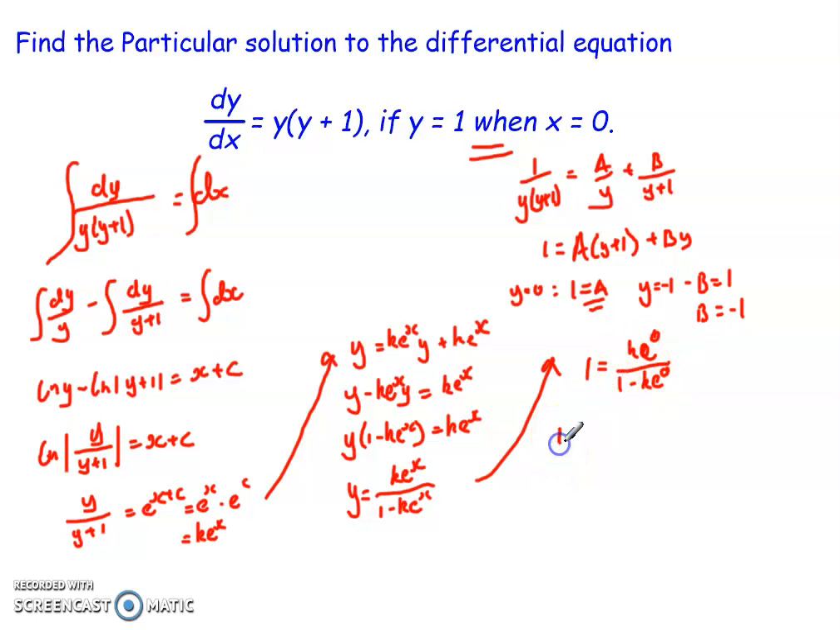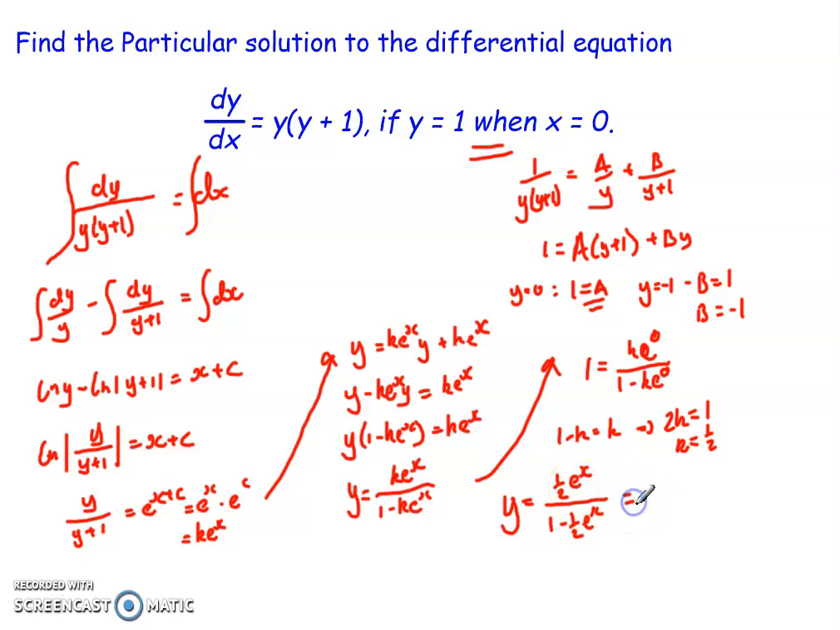Take this across and up. I'll get 1 minus k is equal to k. So that'll give me 2k equals 1. So k equals a half. Now I can take that back and substitute it into here. What I'll end up getting is that y equals a half e to the x over 1 minus a half e to the x. I can get rid of these halves here.